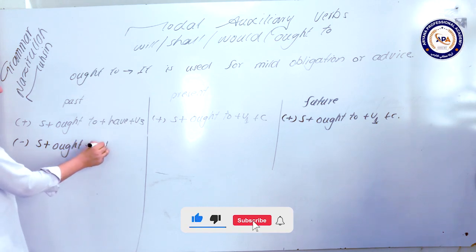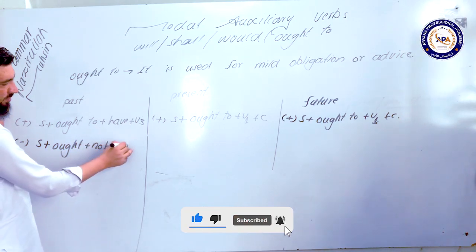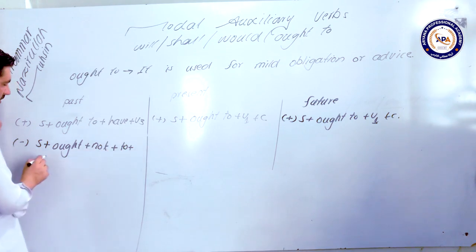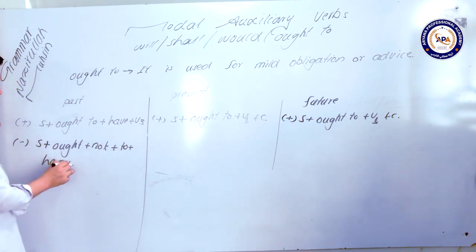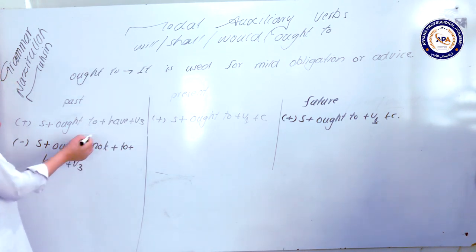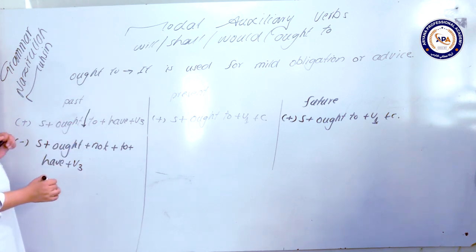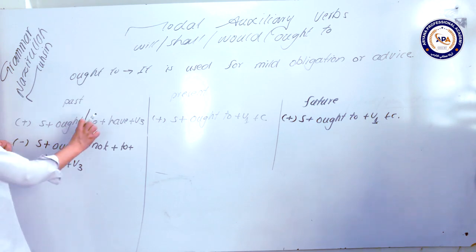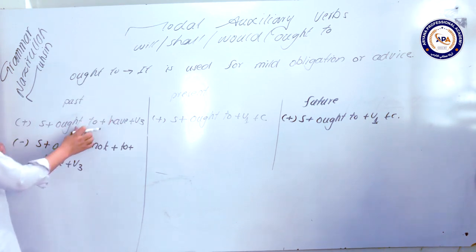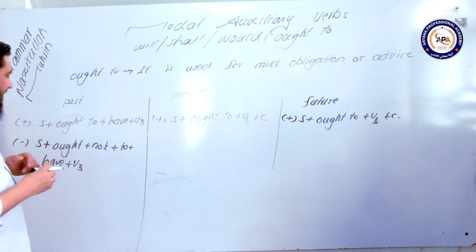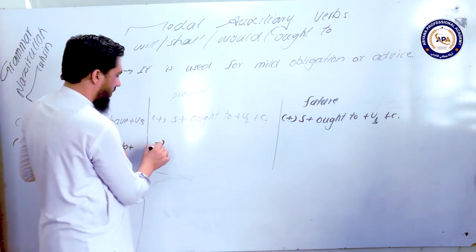Subject plus ought, plus not, plus to, have, plus third form of the verb. We use not here between ought and to. Not after to. He ought not to have, third form of the verb.